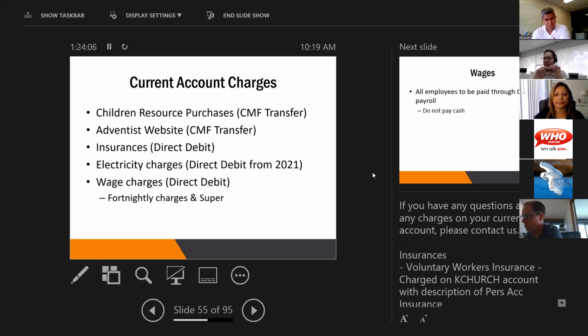So electricity is a project that we have taken on, where we have done some research and found good prices for electricity. You can contact us if you want to be in this project, and we strongly recommend it, because you will find good prices, and we will direct debit those charges. Again, contact us if you need more details. But essentially, insurances, electricity charges, and wages, we direct debit.